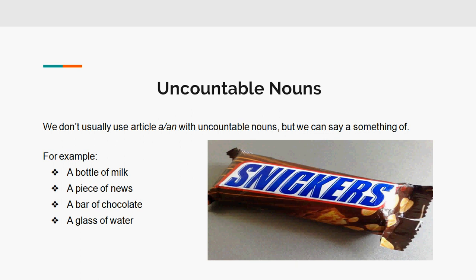We don't usually use the article a or an with uncountable nouns, unlike countable nouns. But we can say something like of. So for example, a sentence. A bottle of milk. Pay attention to the word of. A piece of news. A bar of chocolate. A glass of water. So you can use the word of instead of the articles a or an.